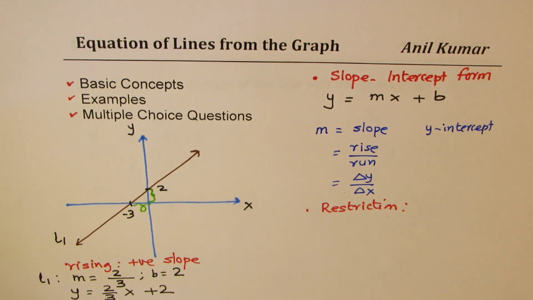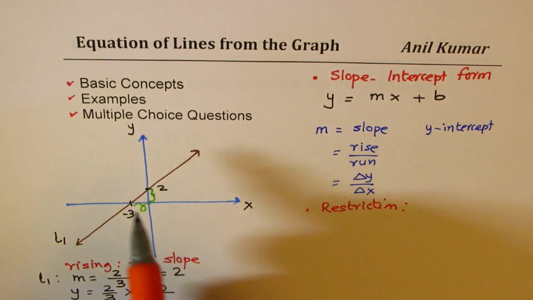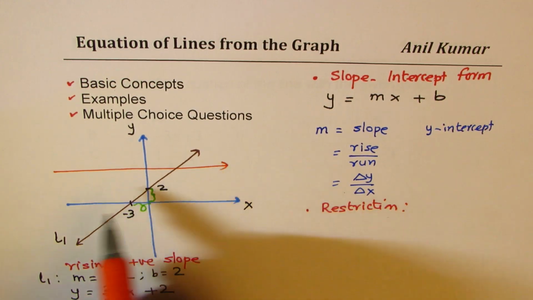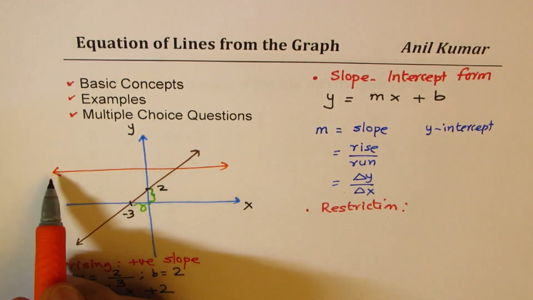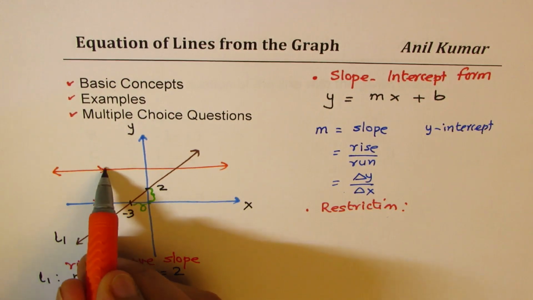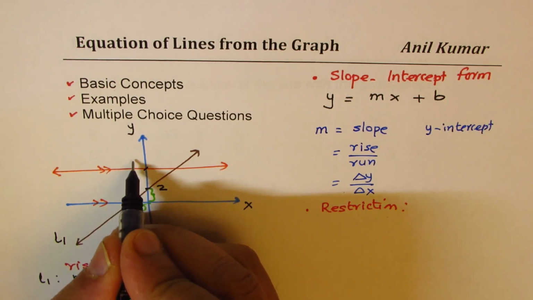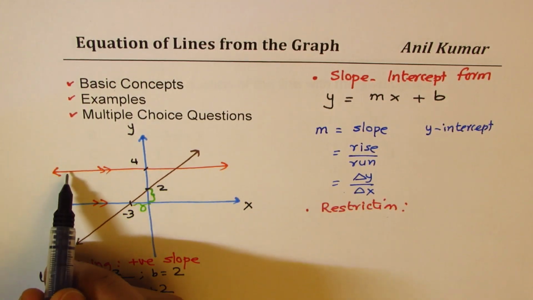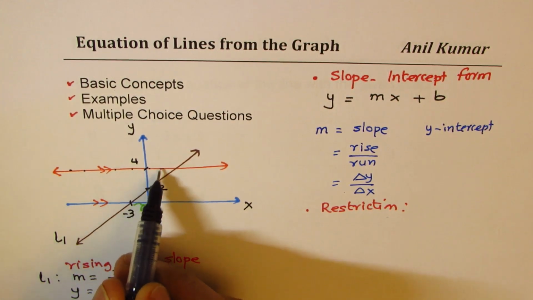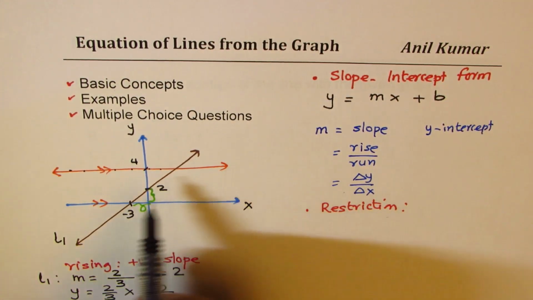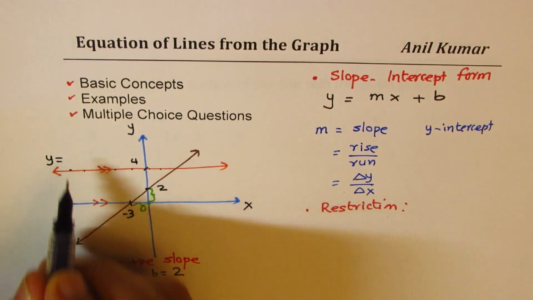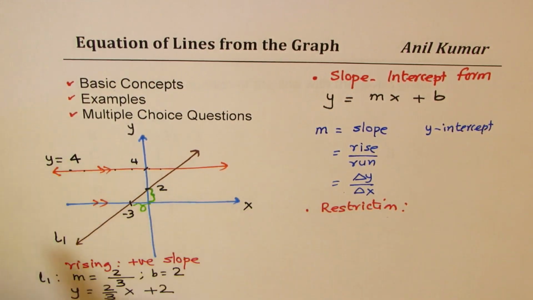So I hope you find this simple. Now we could have horizontal and vertical lines also. Let me take a horizontal line as an example. Let us say we take a line which is kind of like this. Now this horizontal line is parallel to the x-axis. And let us say that the y-intercept is 4. Every point on this line has y value of 4. So equation of such lines will be y equals the y-intercept, 4.